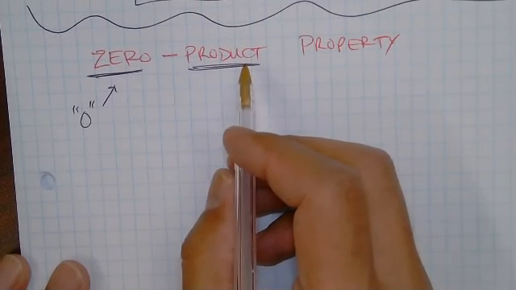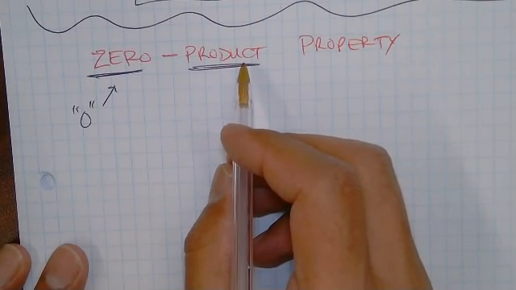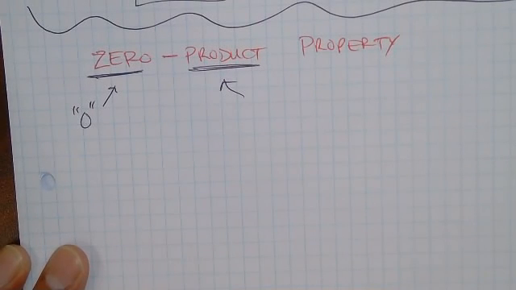Well, yeah, it has something to do with the number 0. And what does this word product mean? Product? The answer to multiplication.